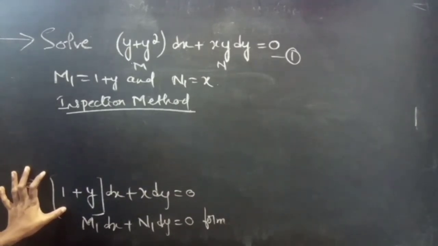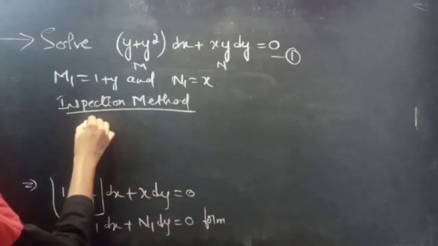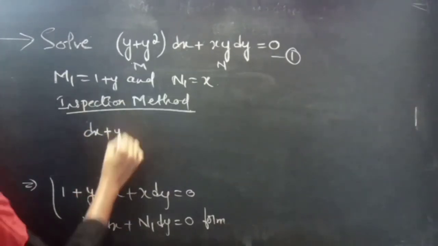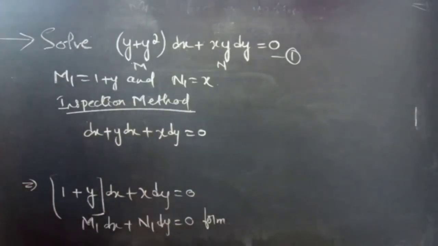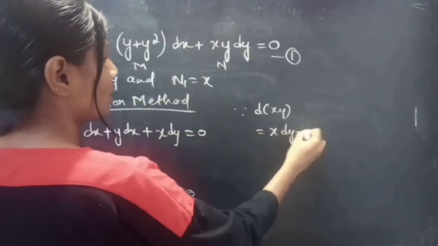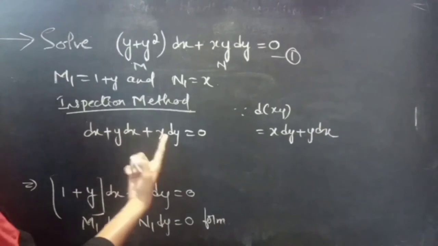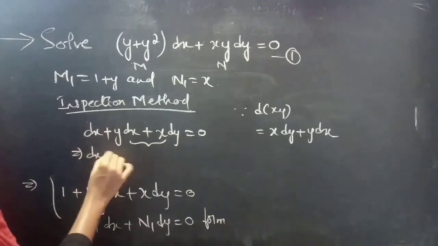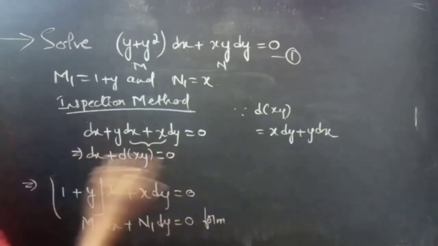Equation 2 is (1 plus y) dx plus x dy equals 0, right? You can write this as 1 into dx, that is dx, plus y dx plus x dy equals 0. Since we know that the differential d(xy) equals x dy plus y dx, then you can replace y dx plus x dy by d(xy), then you'll get dx plus d(xy) equals c. Now integrate on both sides.